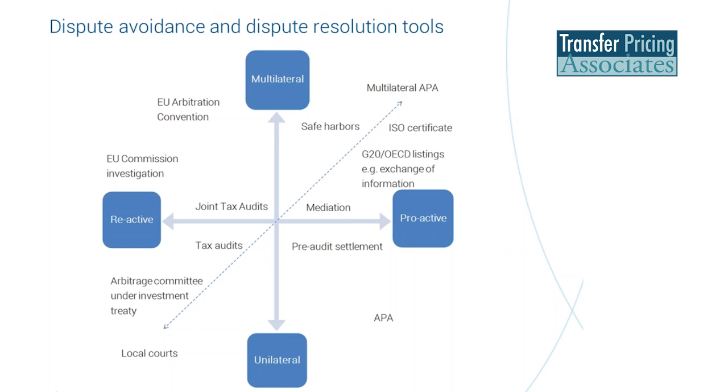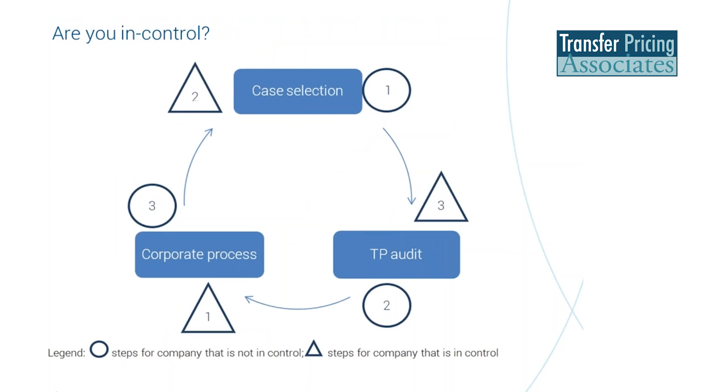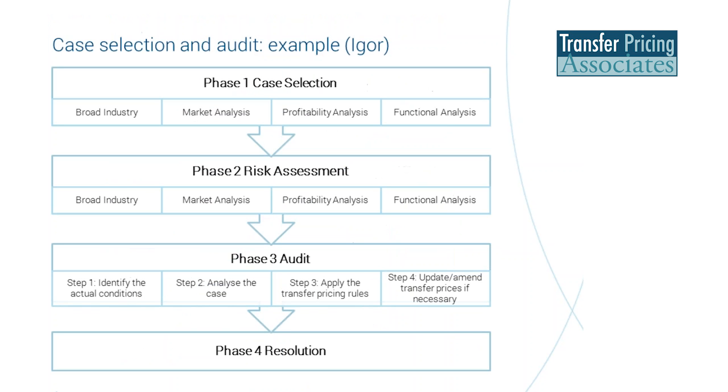That's of course mainly from a taxpayer point of view. And next slide. This would be more from the view of tax authorities. How would they select a case, which company to audit? And you have several elements: case selection, and who is of concern.